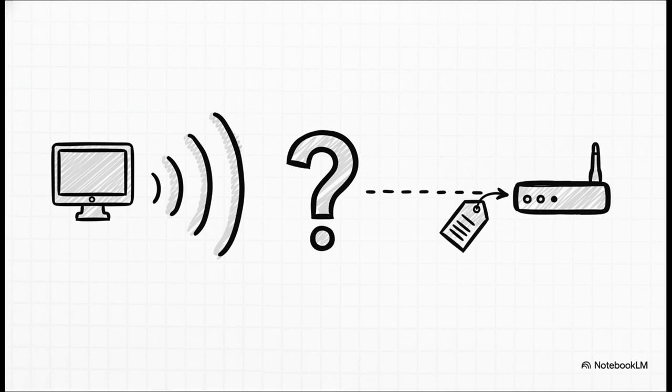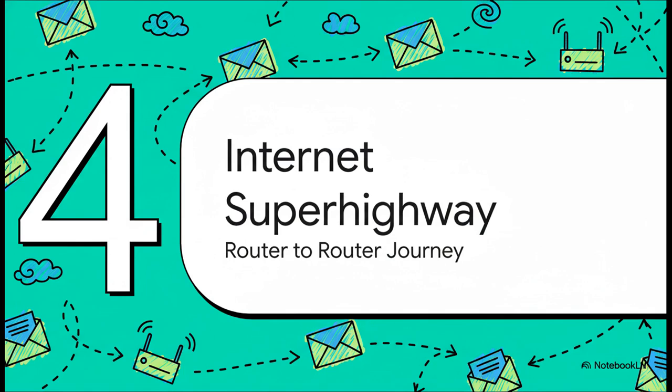I need your MAC address. The router hears this, replies with its MAC address, and boom! Just like that, the packet gets its local address label and gets sent on its way. And now the real adventure begins.